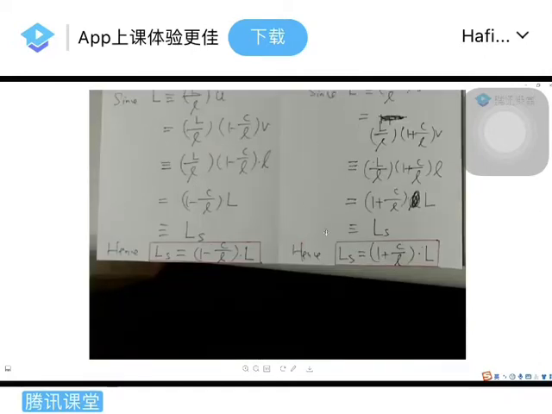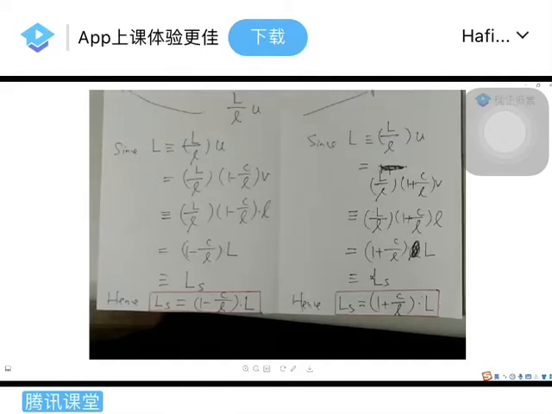Next one is the same, but this is more like the other case. I don't know which one I will choose. Maybe I will choose it as your homework. So you have to do this one.